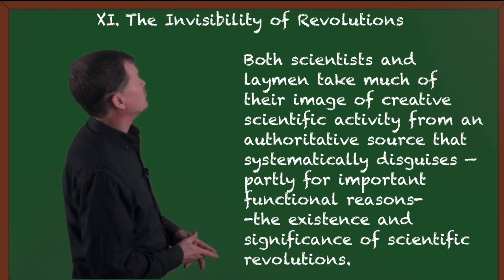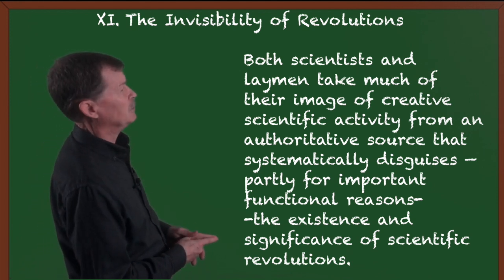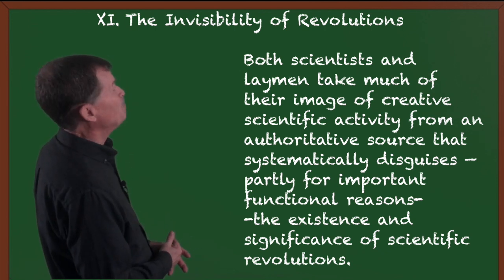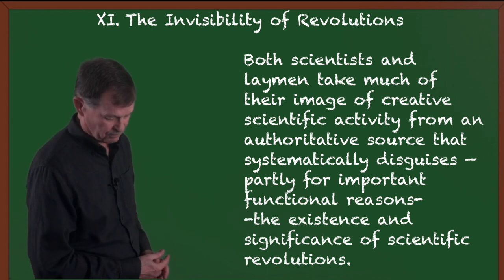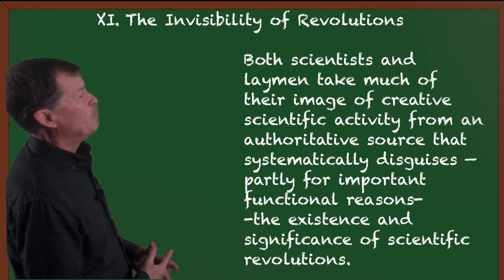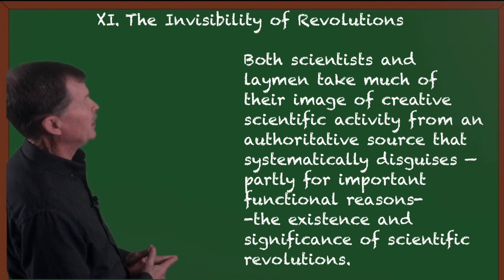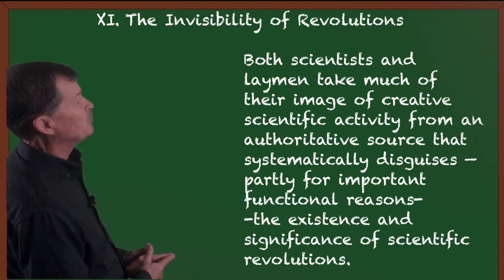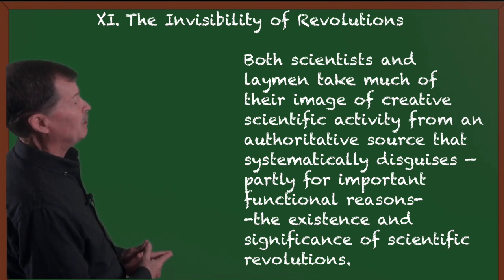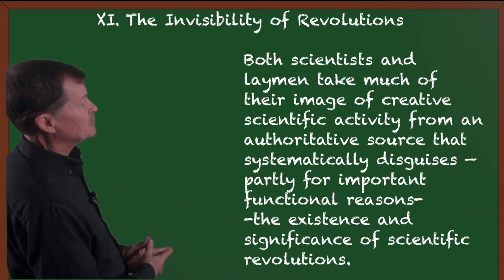Session 11 represents Chapter 11 in the essay written by Thomas Kuhn, The Structure of Scientific Revolutions. He calls this chapter The Invisibility of Revolutions. Now, why does he call them invisible? Or what makes them invisible? Both scientists and laymen take much of their image of creative science activity from an authoritative source that systematically disguises, partly for important functional reason, the existence and significance of scientific revolutions.